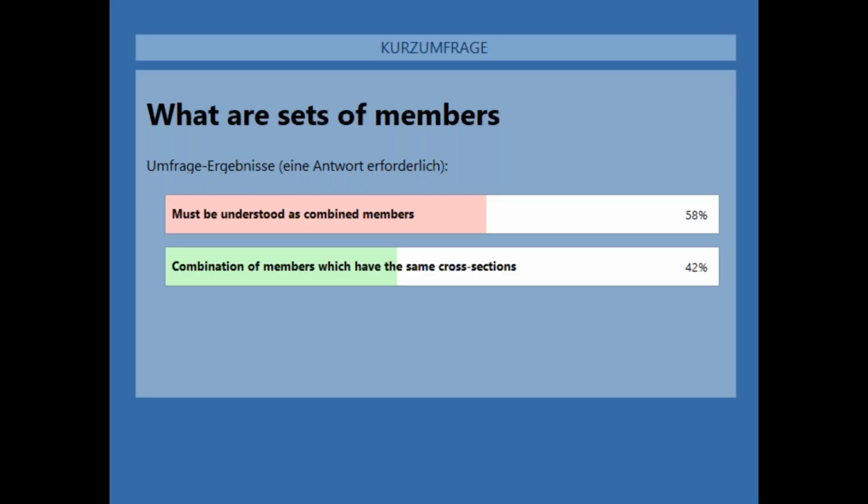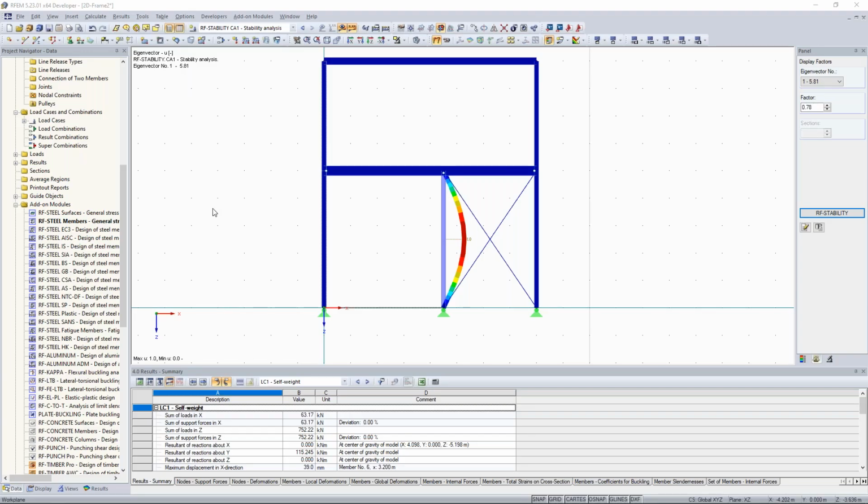Show you the results. And what are sets of members? They must be understood as combined members is the correct answer, because sets of members don't depend on the same cross-section. So you can have different cross-sections and you can use that also as a set of members. Okay. Good.